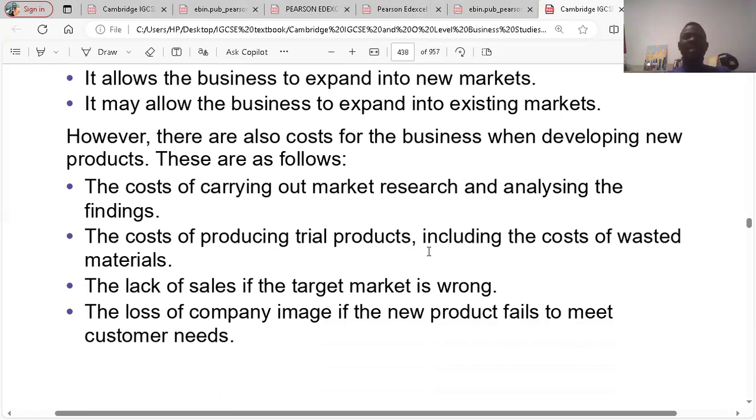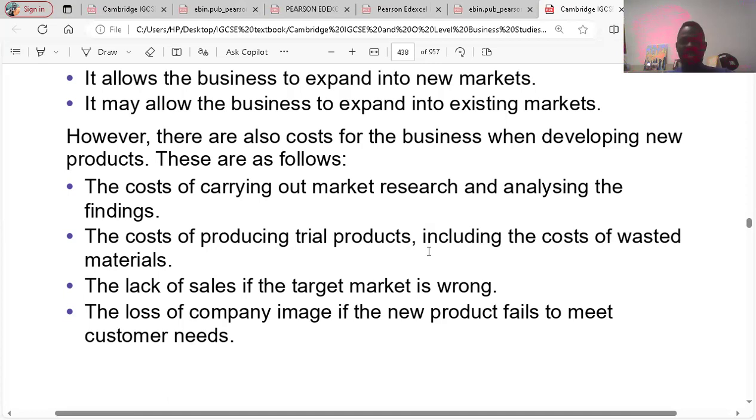So the first cost is carrying out market research and analyzing the findings. Remember we talked about generating ideas. In the process of product development, you have to generate ideas, and market research is part of generating ideas: consultation from employees, consultation from customers, the market or the sales department. All these things will cost money. You won't get information for free. It's not possible. Because you have to pay for all this information that you're gathering, then it's a cost.